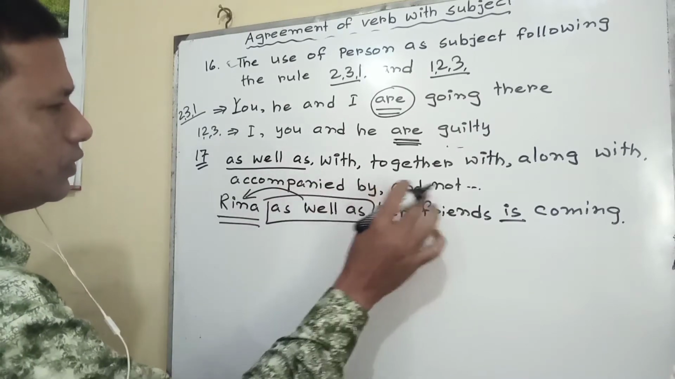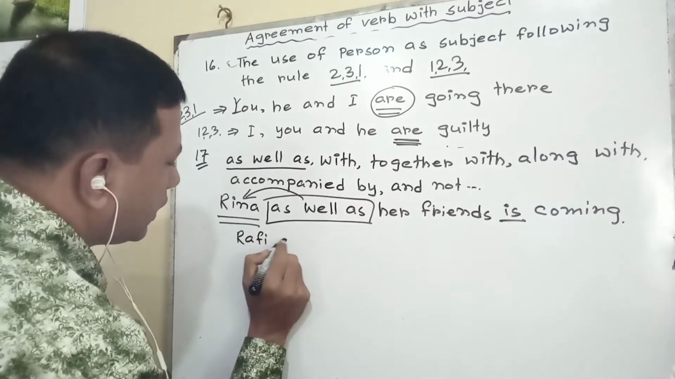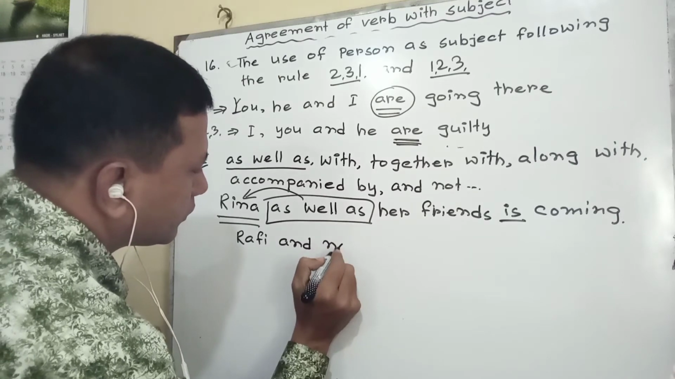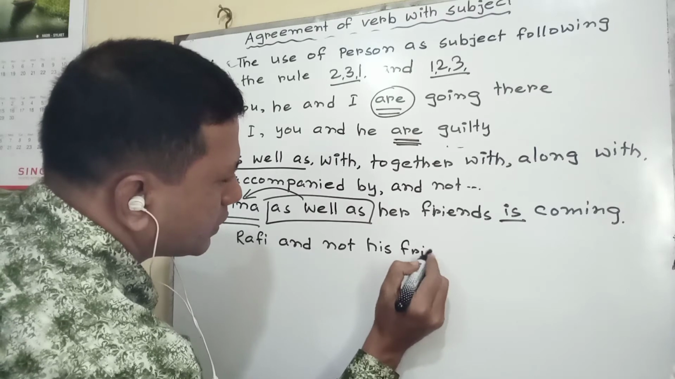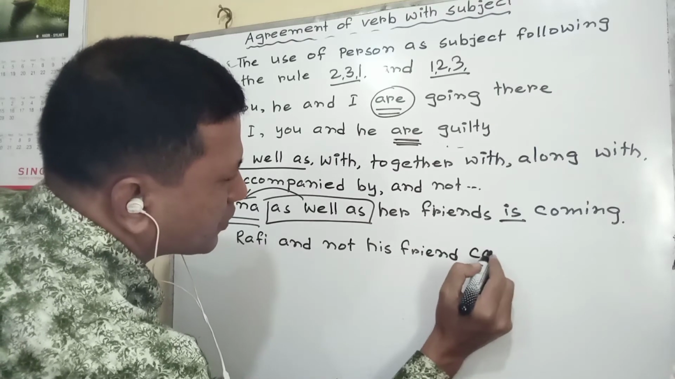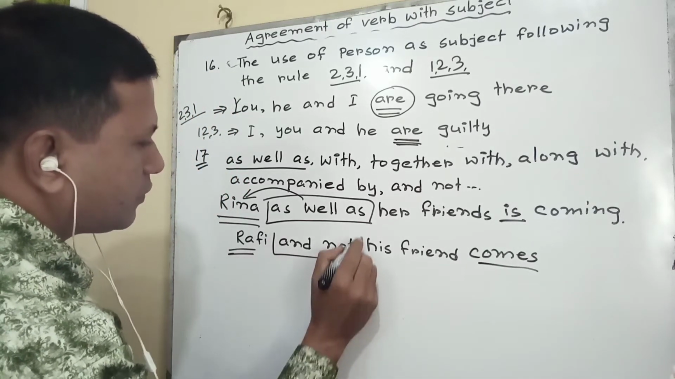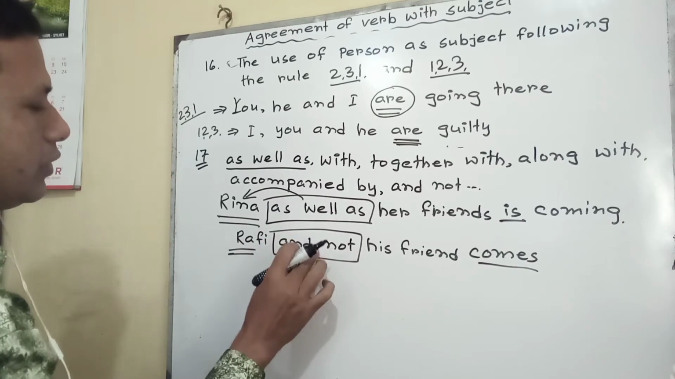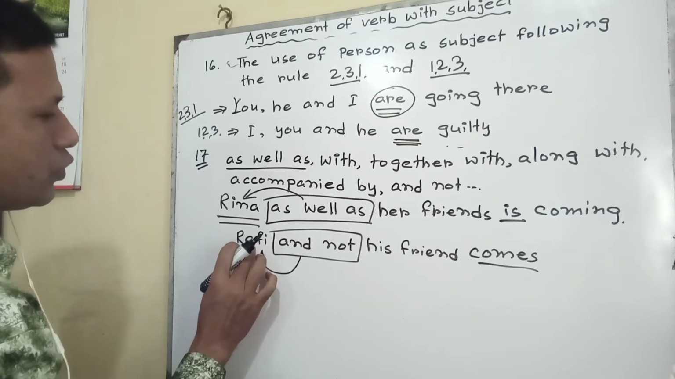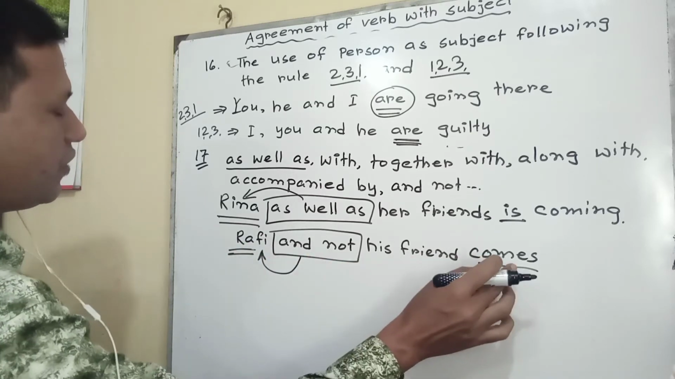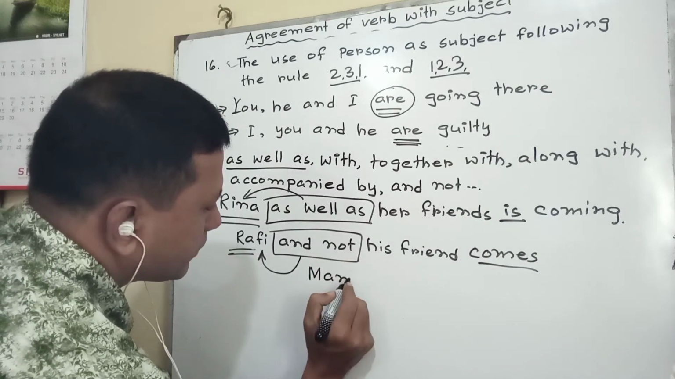If I give another example with "and not": "Rafi and not his friends comes," as it is singular form. That means with as well as, along with, together with, accompanied by, and not, in this case the first one should be taken to decide the verb. But I can write another one, though it is an exception.